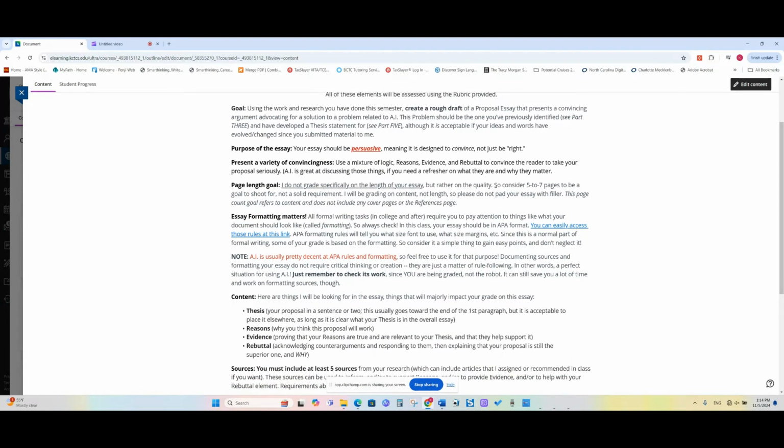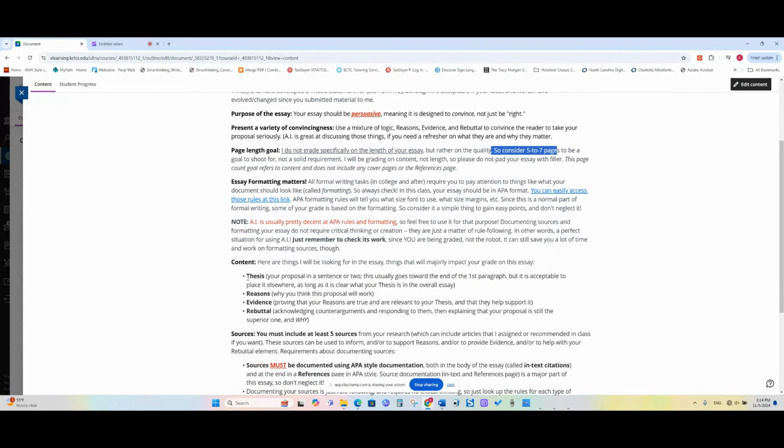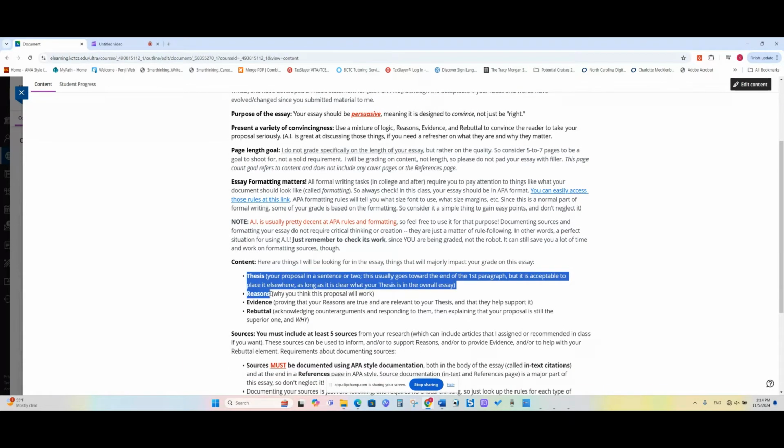For this paper, you want to have 5 to 7 pages, and you want to make sure that you have a strong thesis, and the reasons should be incorporated into the thesis. You will find evidence for your sources, which is what you've been doing during the research time. And you also need to come up with a rebuttal. So you're thinking ahead, and a rebuttal is going to be addressing the people who disagree with you or people who might think that your solution is not workable.